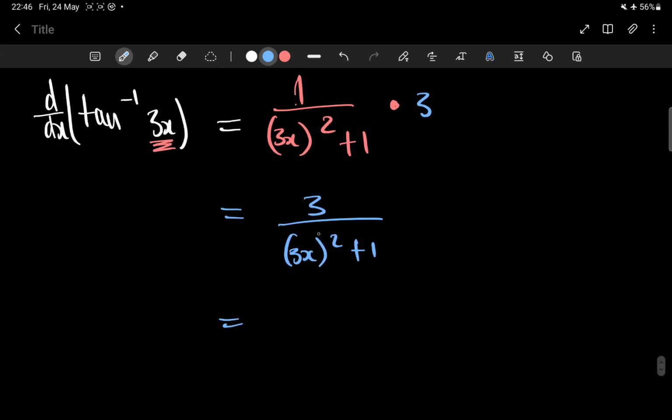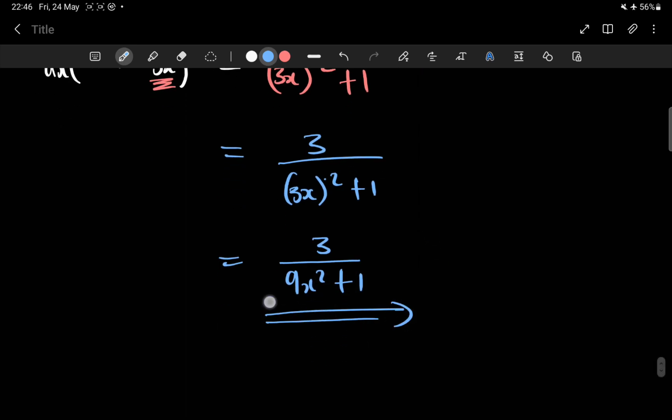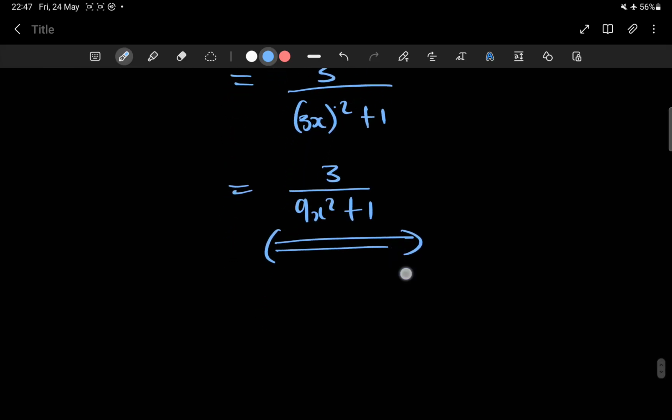Which we can expand: 3 squared is 9, x squared is x squared, plus 1. So it'll be 3 over 9x squared plus 1. We can have it like this, and you are done. That's your final solution. So we have done the last one.